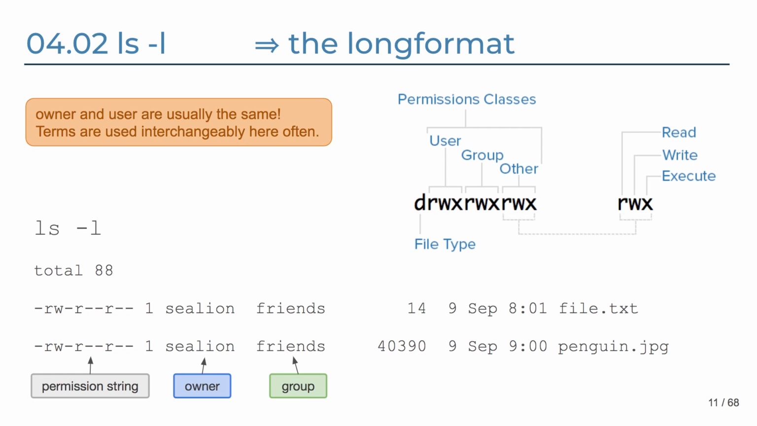So when we talk about the permission string, we basically see that there's the option to have 10 dashes. And each dash basically means whether a certain flag or bit is set for this permission string.